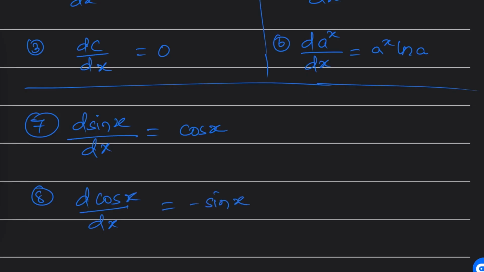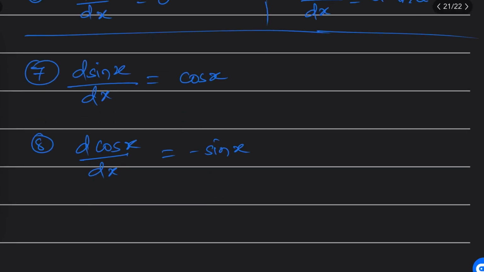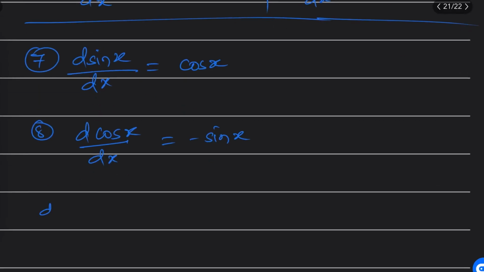One trick I am saying: whenever you are finding a differentiation and the function starts with c, like cos, the result will come with a negative sign, so minus sin x. Next, ninth, differentiation of tan x with respect to x is going to be sec square x, right?